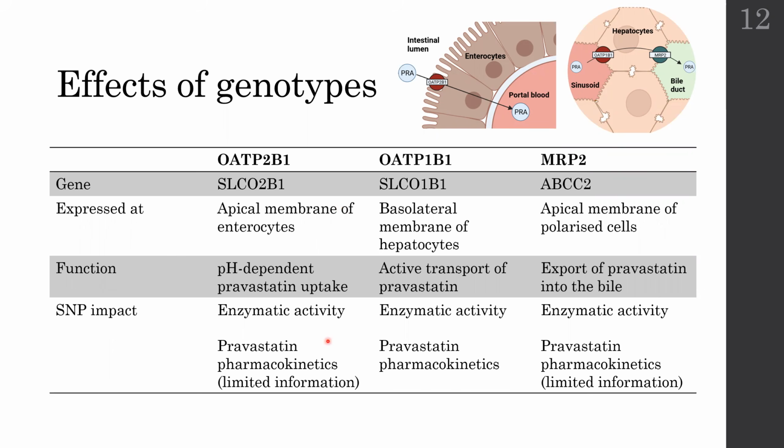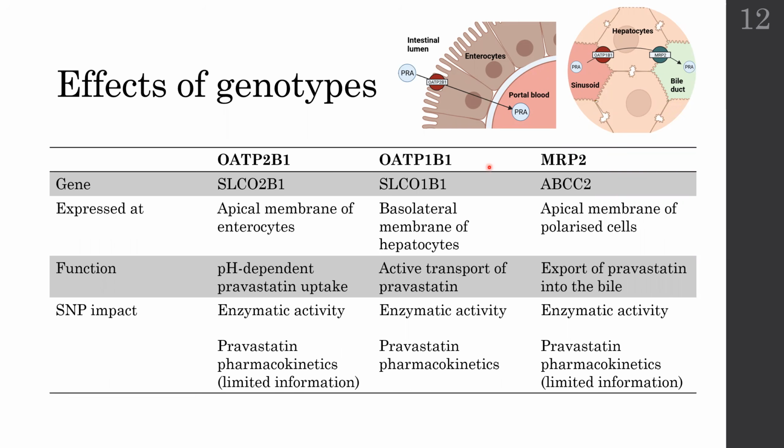And the uptake of pravastatin has been observed to be pH dependent. So most genetic variants of enzymatic transporters are due to single nucleotide polymorphisms, or SNPs for short. So basically SNPs in SLCO2B1 result in alterations in the enzymatic activity of OATP2B1 when it's expressed, and consequently in the impact that an SNP would have on the pharmacokinetics of pravastatin. However, the information on OATP2B1 SNPs remains very limited to this day.